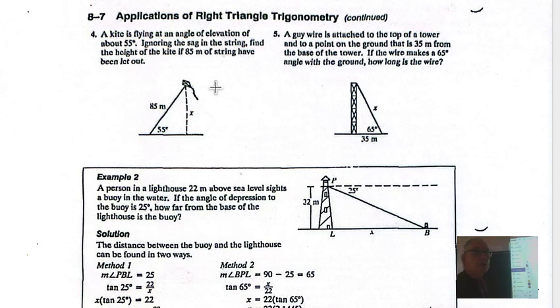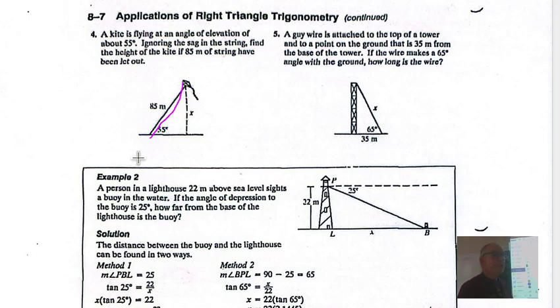So we've got 85 meters of string. Now that's about 250 feet of string. That would be, what, like half of a block of string, I guess, something like that. And the question is, how high is the kite above the ground? If it's making a 55-degree angle and you've got like 250 feet of string.